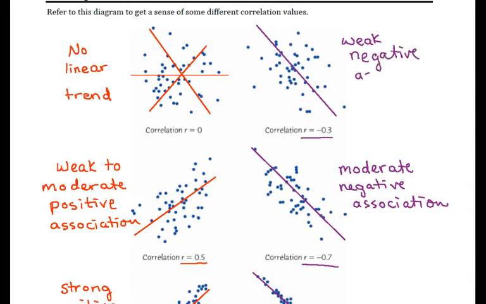So one of the things we want to be able to do is look at a scatter plot and come up with a very rough estimate of that correlation. And remember, the correlation is a number. So we're not looking for a description when we say correlation. We're looking for a number between -1 and 1 to describe the direction and the strength of that association.